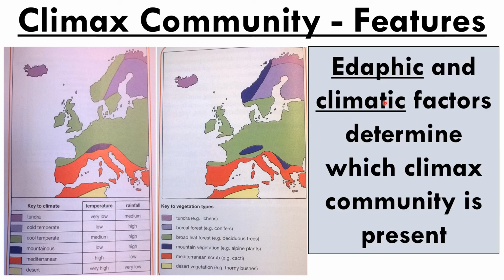So what we're talking about here is really the climate. Climatic factors determine which climax community you have. Very high temperature and low rainfall, you'll get thorny bushes, and as I said, in our conditions you end up with deciduous trees. And edaphic factors, remember, are related to the makeup of the soil.